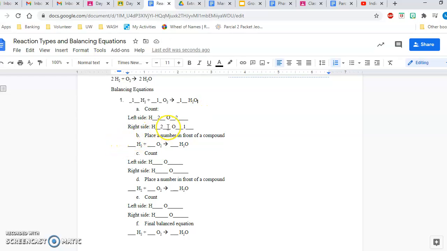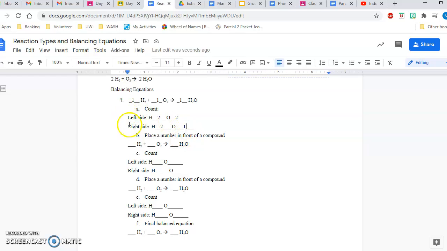Alright, so we can see in this equation our H's are good to go, they're balanced right now, but our oxygens are not. So now we have to balance our oxygens.